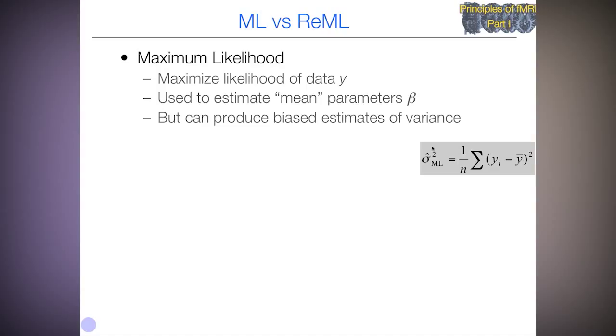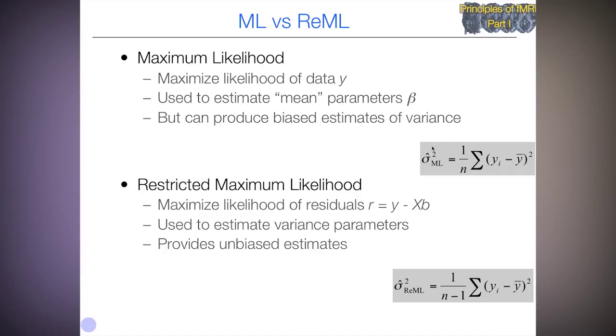So what's the difference between maximum likelihood and restricted maximum likelihood? Well, maximum likelihood maximizes the likelihood of the data Y, and is typically used to estimate mean parameters such as beta. However, it can produce biased estimates of the variance. So in the ANOVA setting, the estimate would be 1 over n times the sum of squared differences from the mean. Restricted maximum likelihood, on the other hand, maximizes the likelihood of the residuals. So this can be used to estimate variance parameters, and they're very useful because they provide unbiased estimates of the variance parameters. In the ANOVA case, instead of dividing by n, we would divide by n minus 1, and this provides an unbiased estimate of the variance components. That's one of the benefits of restricted maximum likelihood. Many people like to use restricted maximum likelihood because it tends to give unbiased estimates of the variance components.